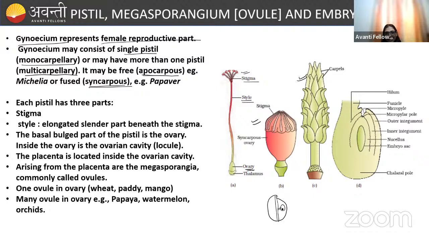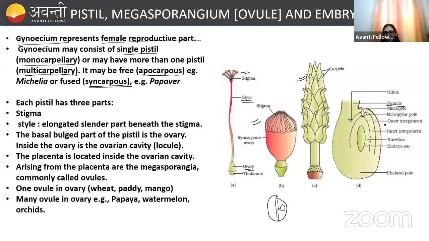The ovule is attached to the placenta with a stalk-like structure known as funicle. So this is the funicle, the stalk-like structure. And the hilum is the junction where the funicle is attached to the ovule.